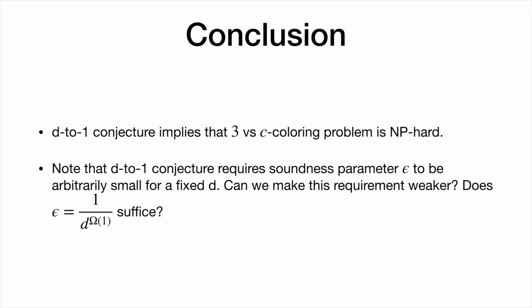implies that the 3 versus C coloring problem is NP-hard. And we did so by constructing a symmetric Markov chain and plugging it into the Dinur-Mossel-Regev paper.